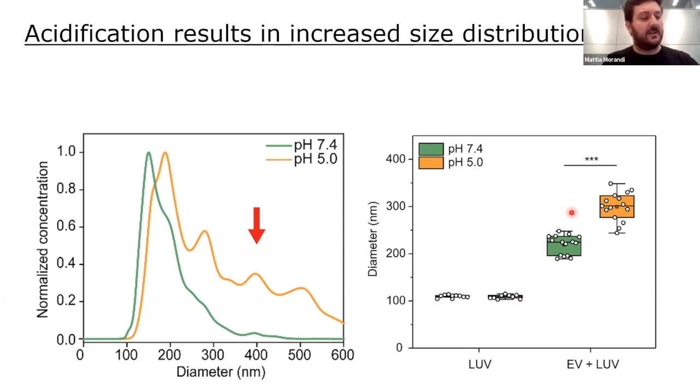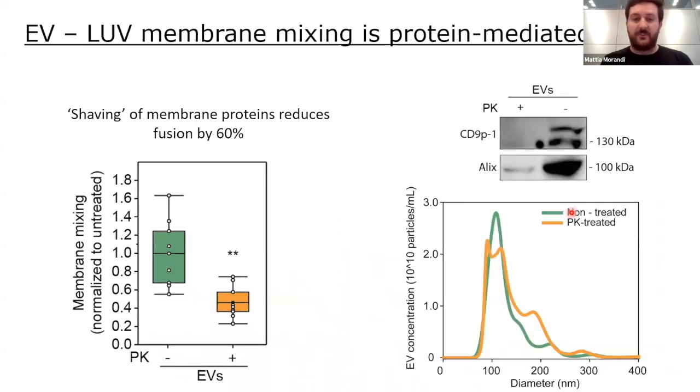And this acidification process is really consistent with what has been previously observed, that low pH is required for cargo delivery, and in this case for fusion. And we show furthermore that this process is protein mediated, because if we treat EVs with proteinase K prior to incubation with liposomes, we see up to 70% reduction in the membrane mixing.